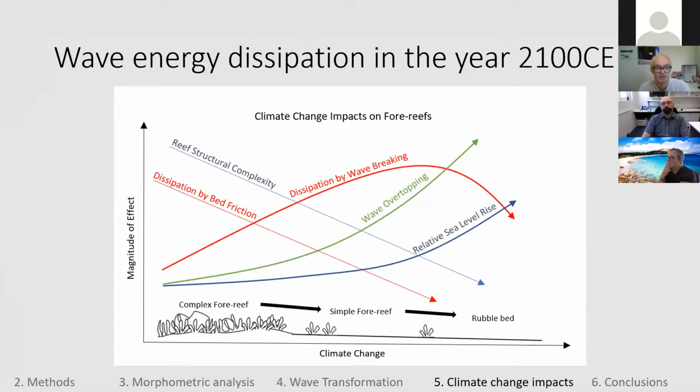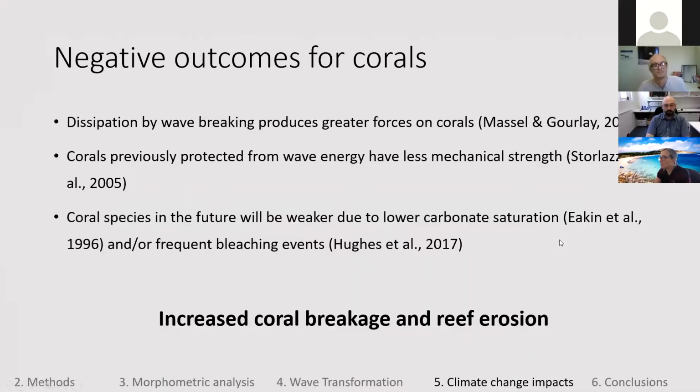So some of the general trends that we see with an increase in sea level rise and a loss of reef structural complexity is the decrease in dissipation by bed friction, and an exponential increase in wave overtopping. Dissipation by wave breaking increases until the water level is too high and the wave base no longer interacts with the reef bed, and it begins to rapidly decline after that threshold.